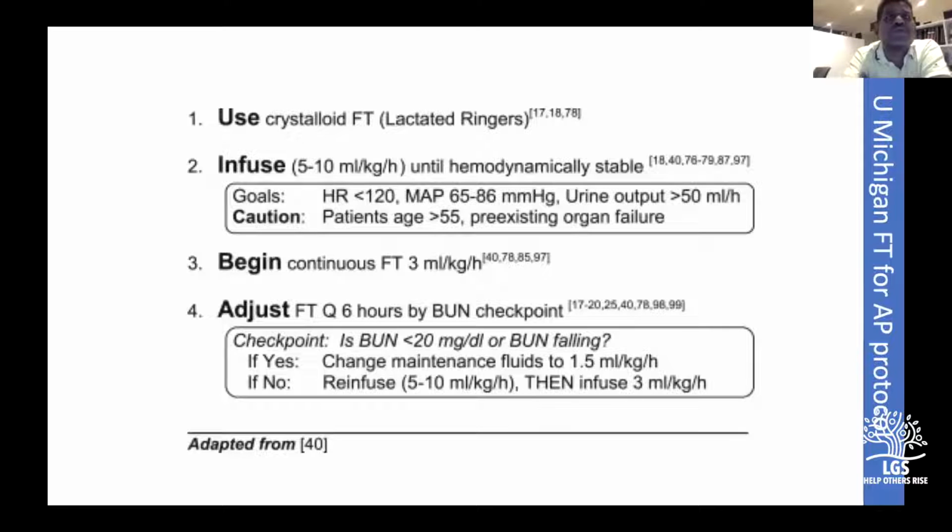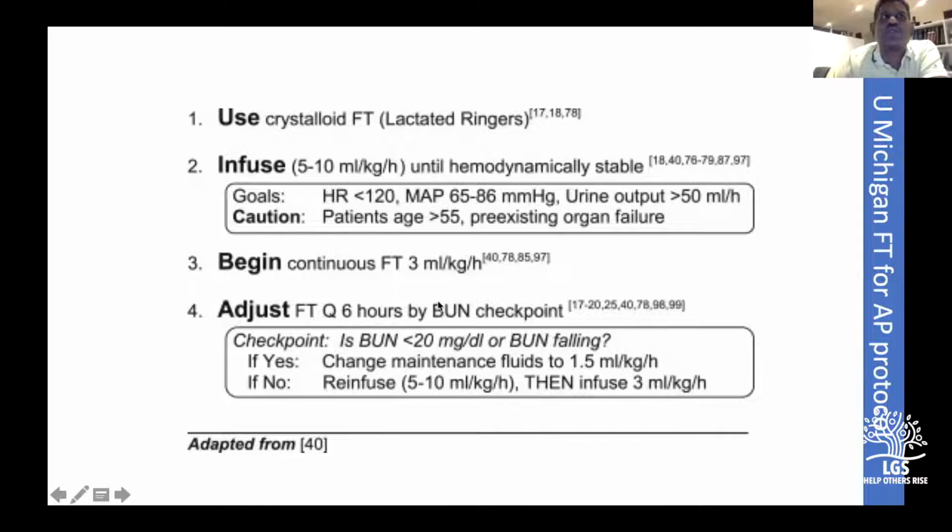This is the University of Michigan fluid therapy for acute pancreatitis protocol. They use a crystalloid, which is Ringer lactate. Their infusion rate is 5 to 10 ml per kg per hour. Look at the goals. It's the same as the IAP guidelines. And they advise caution in patients with age more than 55 or pre-existing organ failure. And once this is done, the goals are achieved.